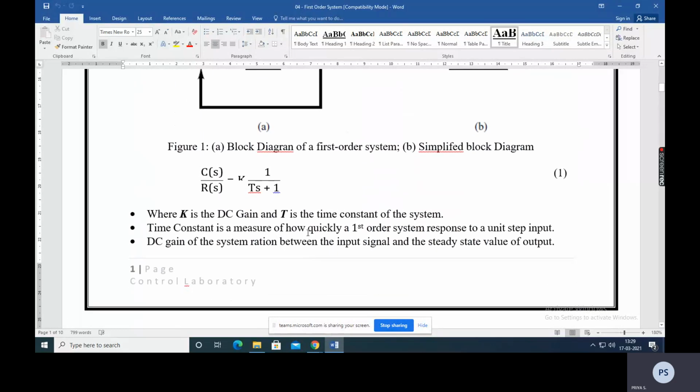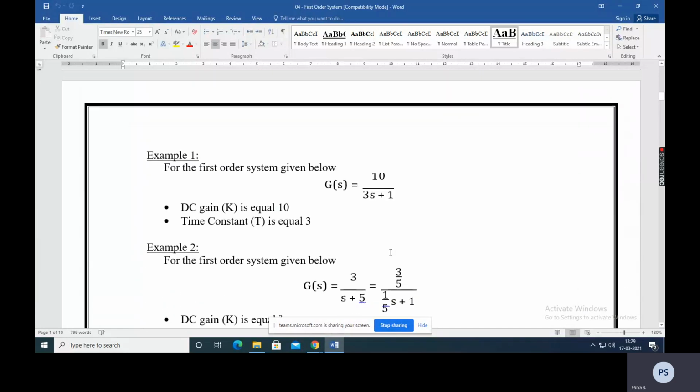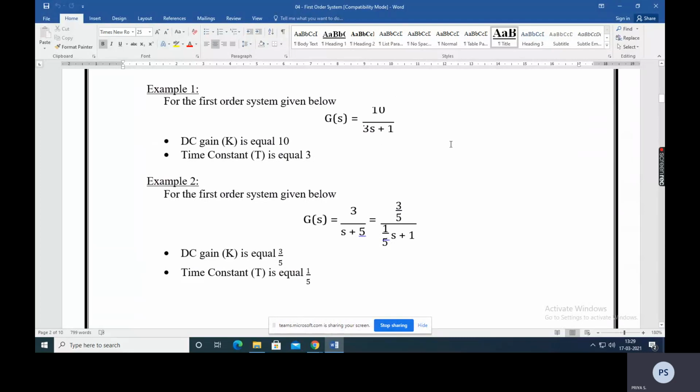Here K is the gain, that is, the proportionality maintained between your output and input signal. T is the time constant of the system. What is the meaning of time constant? It measures how quickly your first order system responds to a unit step input. If T is very small, then you can say your first order system is very fast and dynamic, that is, it responds quickly to a unit step input. The DC gain of the system gives you the relationship between the input signal and the steady state value of your output. For example, I am going to discuss some problems.